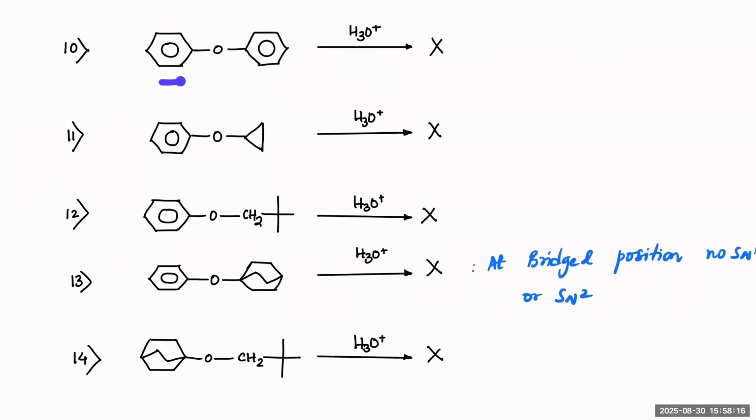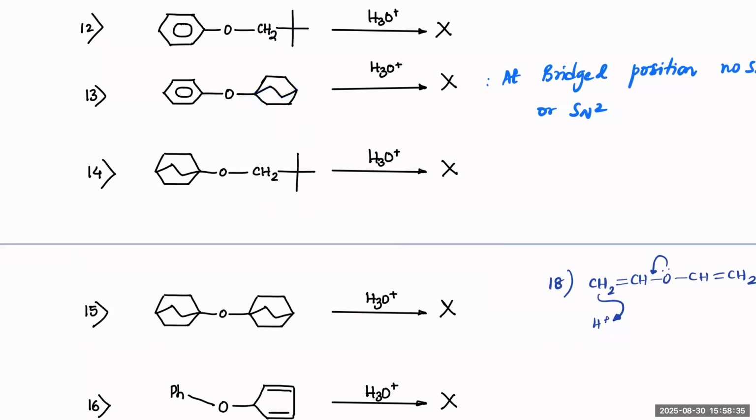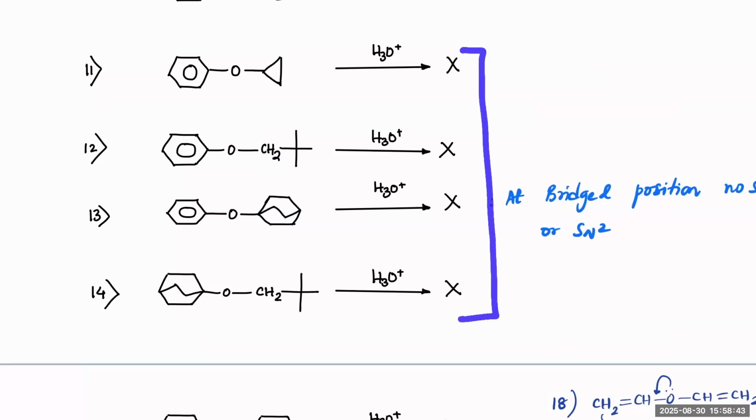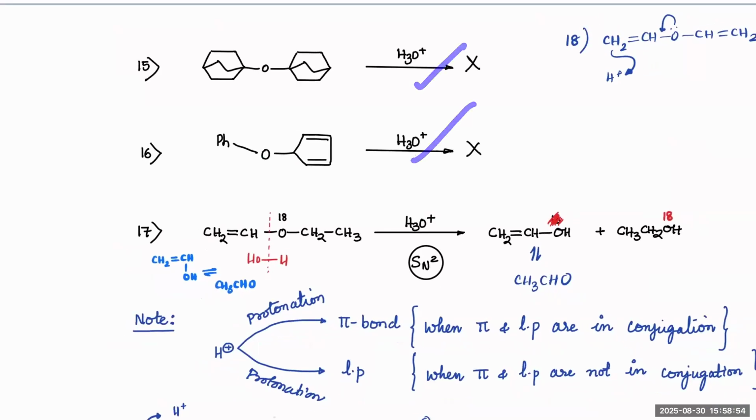Now notice if phenyl is on both sides, or phenyl and cyclopropyl, or phenyl and a tert-butyl group, then SN2 is not possible and a carbocation cannot form. So in all of these cases, neither SN1 nor SN2 is favorable. Hence, they will not go through any hydrolysis reactions. The same is the case for 15 and 16.